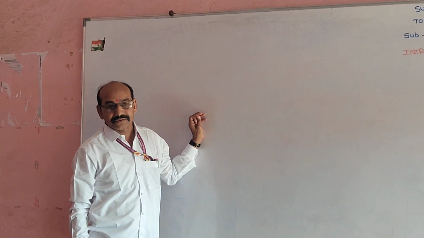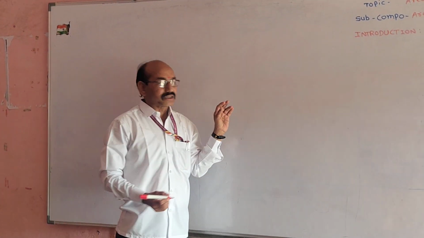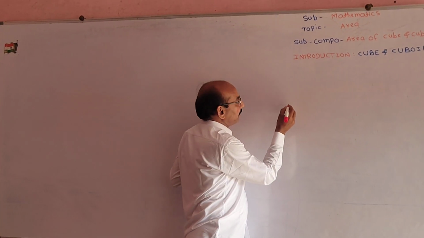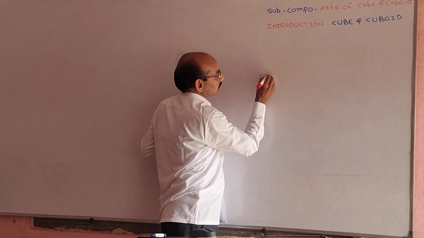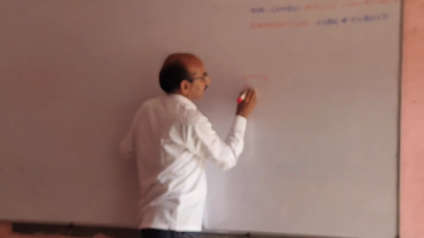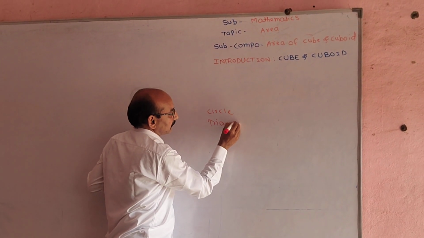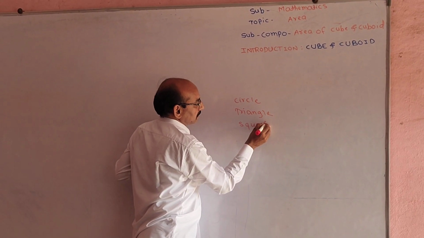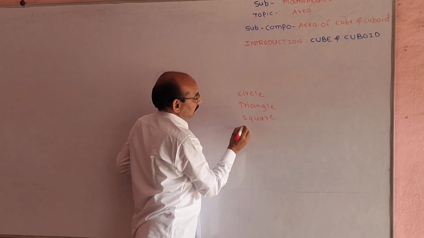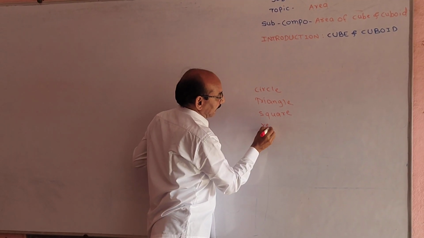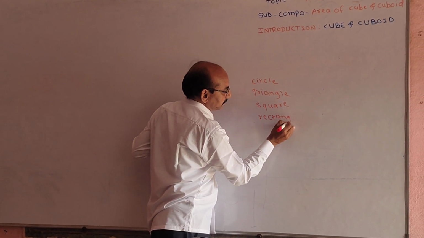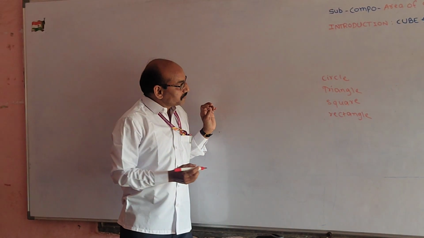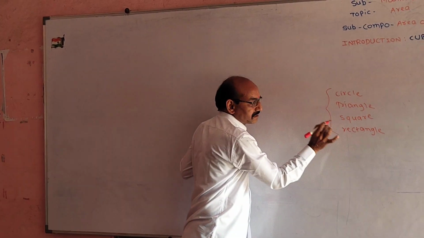Geometrical shapes. In last year we have seen geometrical shapes like these: circle, triangle, square, rectangle. Now observe these four shapes.